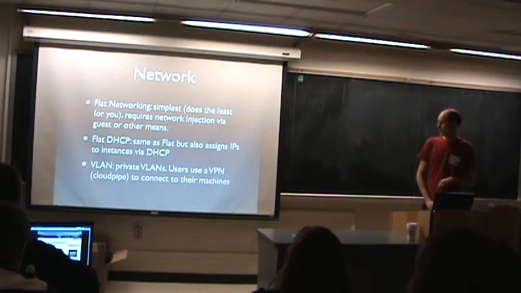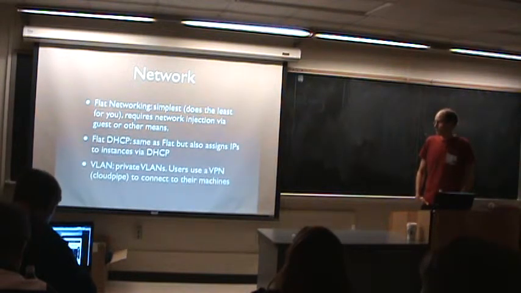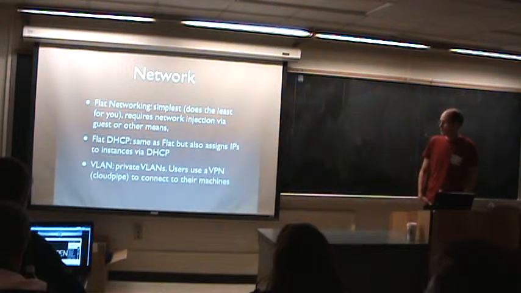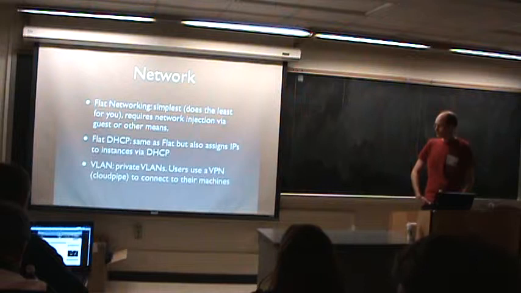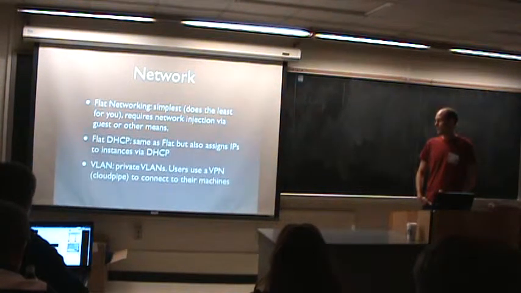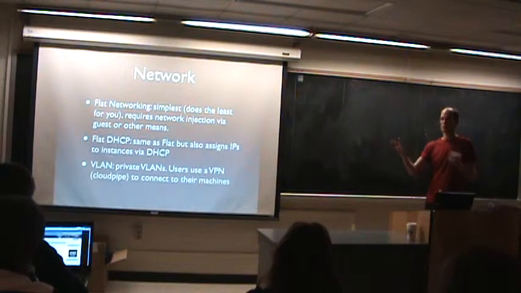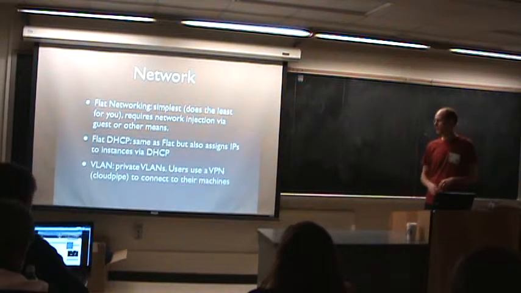So the networking. These are in order of least complex to most complex. These are the network managers in OpenStack. There's a flat network manager, which is very simple. It doesn't do that much for you, except that it assigns your instance an IP and makes sure that Xen Server or libvirt configures that correctly. Other than that, it's not going to do anything else.